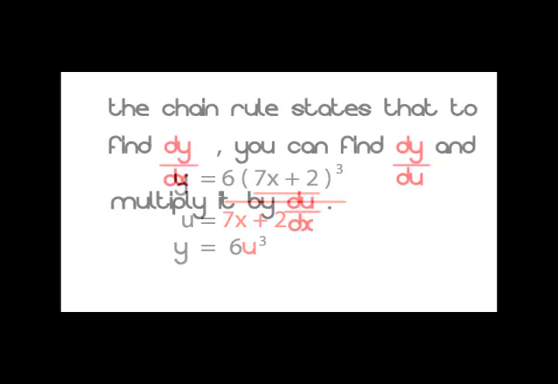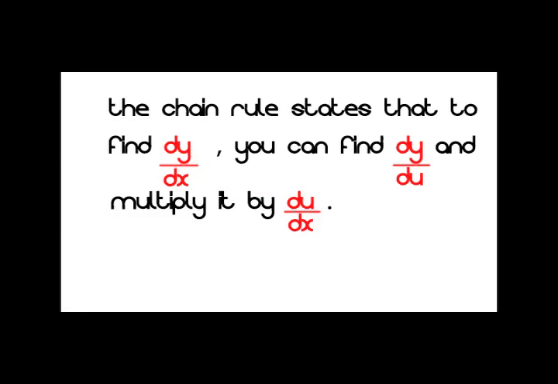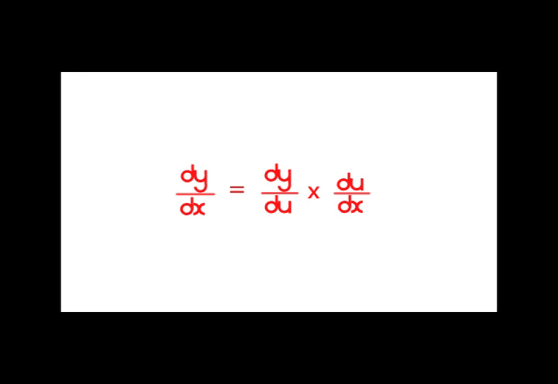The chain rule states that to find dy/dx, you can find dy/du and multiply it by du/dx. And when you multiply fractions, you cancel out, so you can see how dy/dx equals dy/du times du/dx.